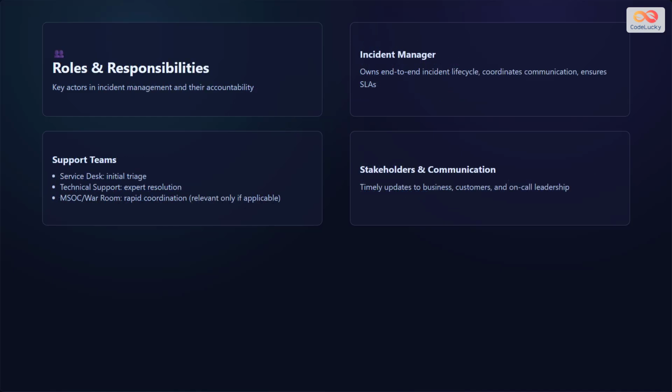The main objectives of incident management are threefold. First, restore normal service operation as quickly as possible to minimize business impact. Second, maintain accurate incident data and ensure secure handling of sensitive information throughout the process. And third, establish effective communication with all stakeholders so everyone knows what's happening and what to expect. These three pillars work together to create a robust incident management framework.